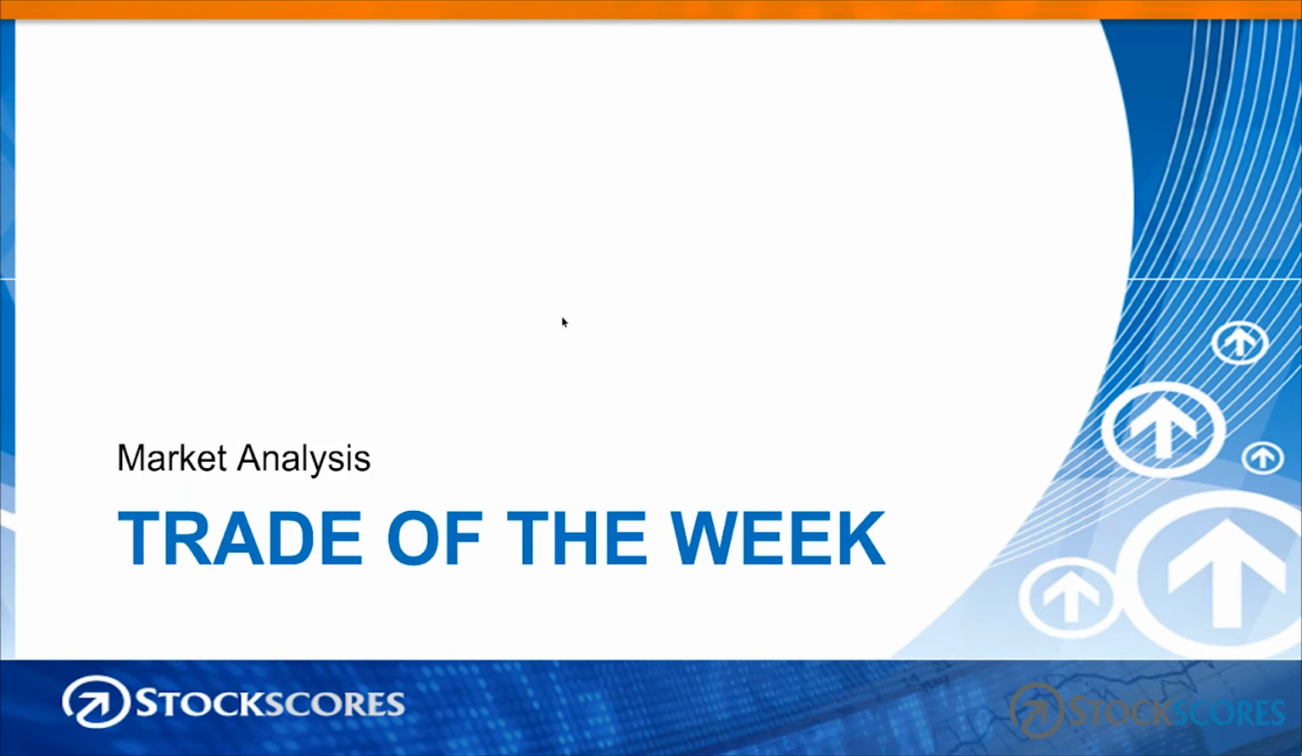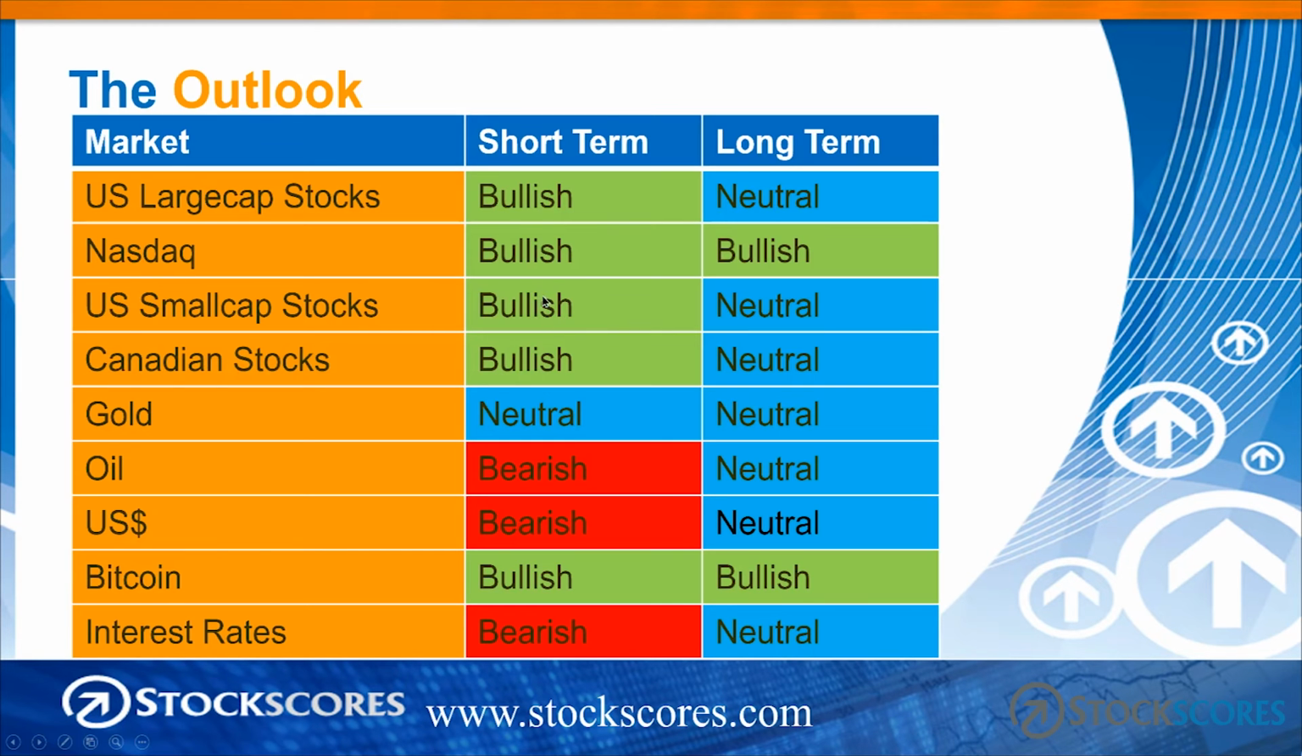All right, so my ratings then. You can see them there. Bullish in the short term on all the stock markets, but mostly neutral in the long term. Slightly bullish on the NASDAQ. Gold neutral on both time frames. Oil and the US dollar bearish in the short term, neutral long term. Bitcoin remains bullish on both time frames. And interest rates bearish short term and neutral long term.